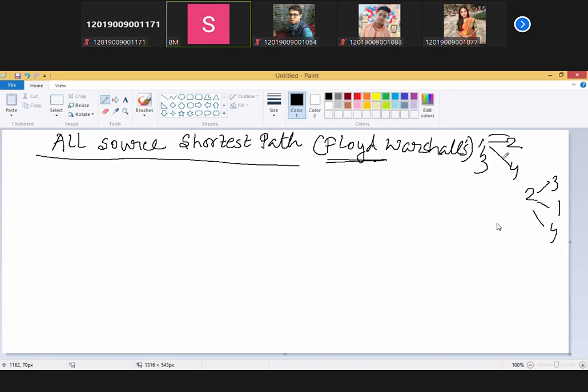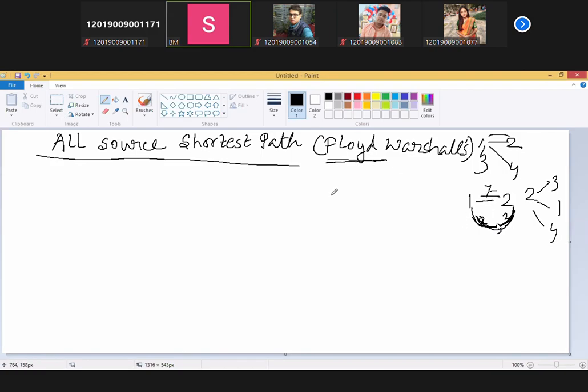We have taken this point very seriously in Floyd-Warshall. Say the distance from 1 to 2 is 7. But there is another path, as we discussed in Dijkstra also, where the distance from 1 to 3 is 2 and 3 to 2 is 3. So this path is less costly, with minimum cost, as compared to the direct one.